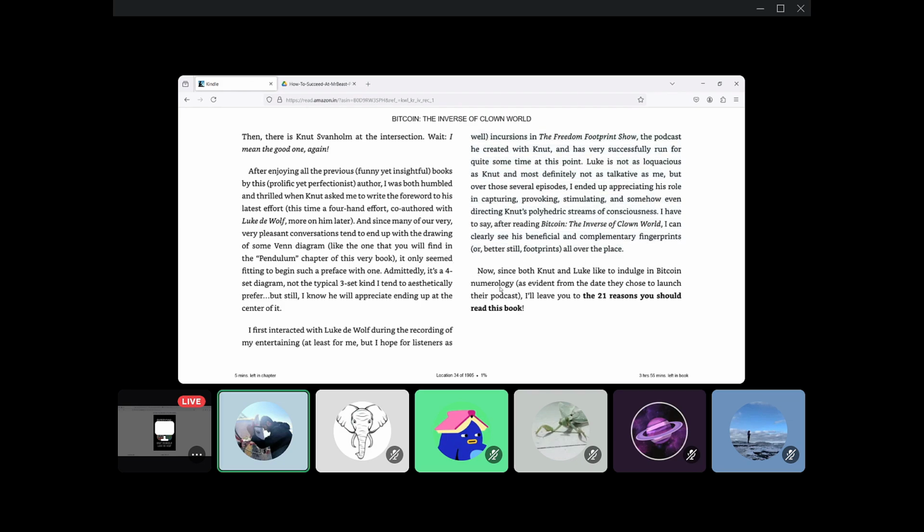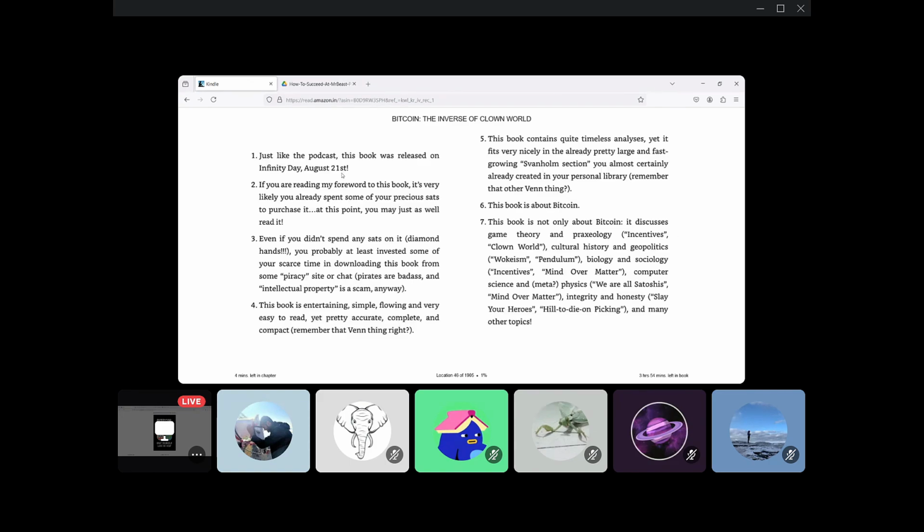Now, since both Nut and Luke like to indulge in Bitcoin numerology, as evident from the date they chose to launch their podcast, I leave you to the 21 reasons you should read this book. First, just like the podcast, this book was released on Infinity Day, August 21st.